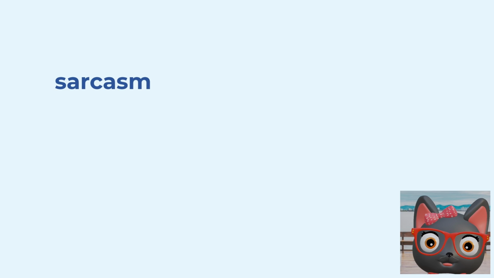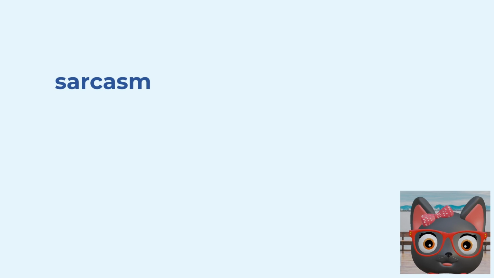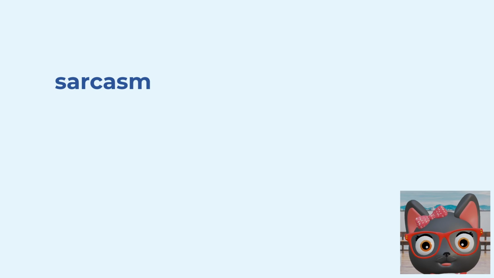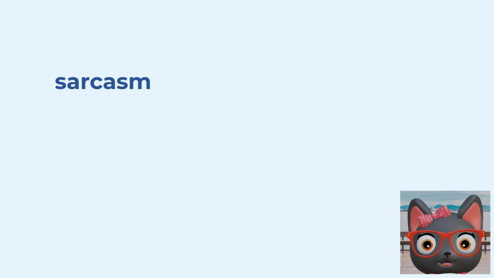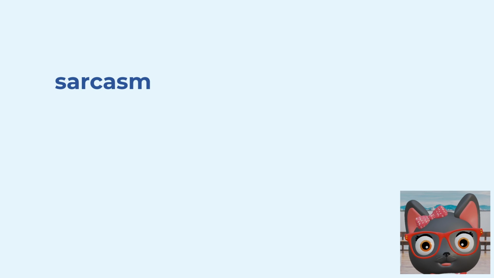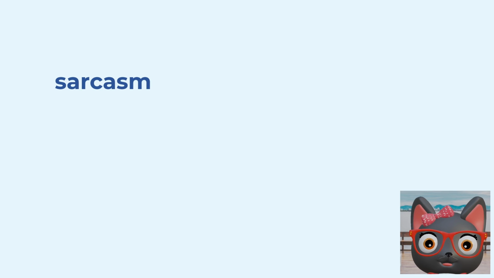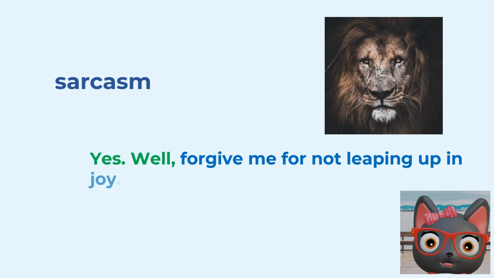Sarcasm, my absolute favorite, is when a speaker says one thing but means another. It's very similar to verbal irony, but sarcasm typically has a negative connotation as it's used to mock others. In the movie The Lion King, after the lion cub Simba excitedly breaks the news to his evil uncle Scar that Simba will be king someday, Uncle Scar responds, "Yes, well, forgive me for not leaping up in joy.